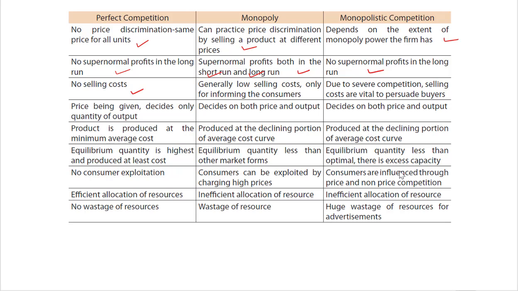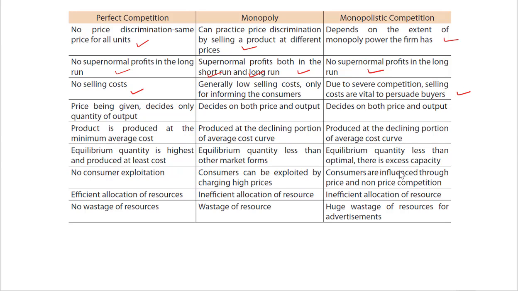In case of perfect competition, no selling cost. In monopoly, generally low selling cost, only for informing the consumers. In monopolistic competition, due to severe competition, selling costs are vital to persuade buyers.